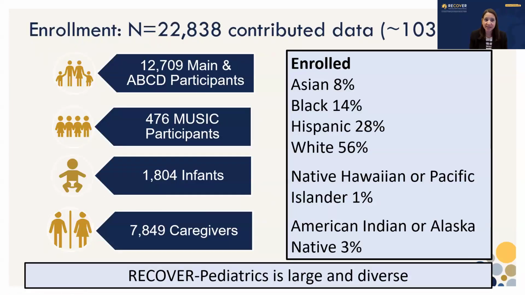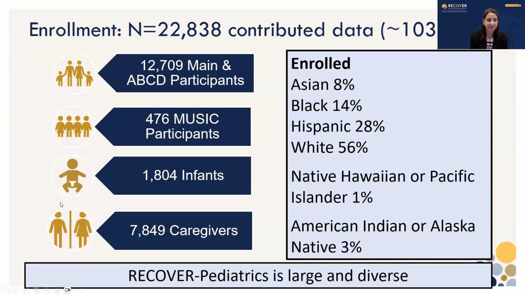And we are a very diverse cohort, as you'll see in the subsequent slides. So we have over 22,000 participants who have contributed data to our pediatric observational cohort study across over 100 sites around the United States, including Puerto Rico. And we have about 8% that identify as Asian, 14% Black, 28% Hispanic, and 56% white. And so we are a large, diverse cohort reflective of the population here in the United States.